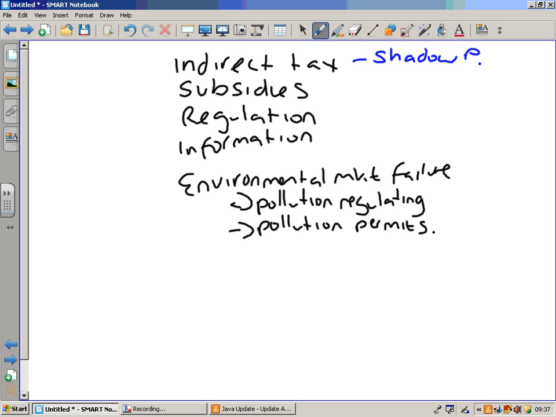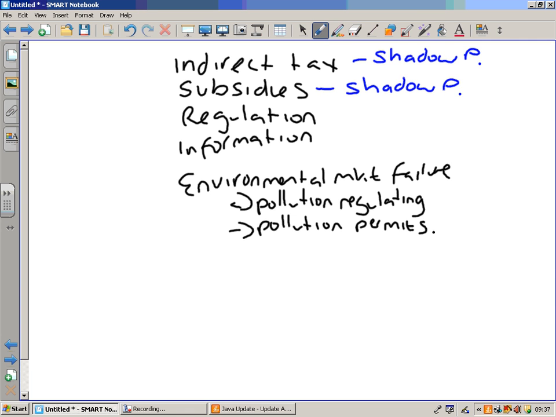We then impose a tax equal to the external cost, which will correct the problem. Subsidies, when we're looking at positive externalities, again, we have to shadow price the external benefits. Once we've done that, we can correctly work out the size of the subsidy we need to make people consume the product in the correct quantities.